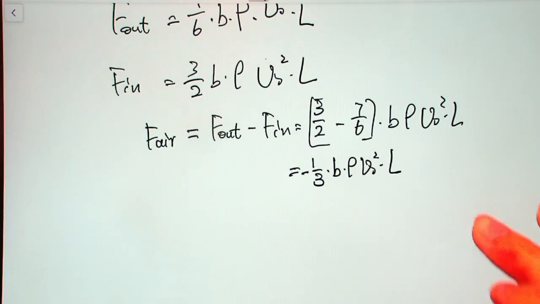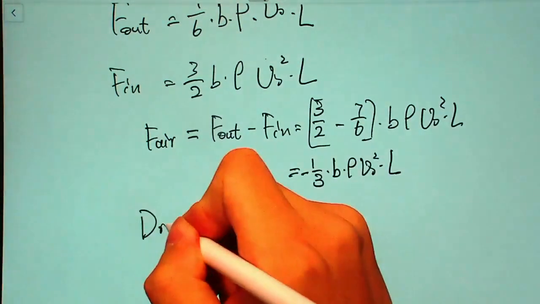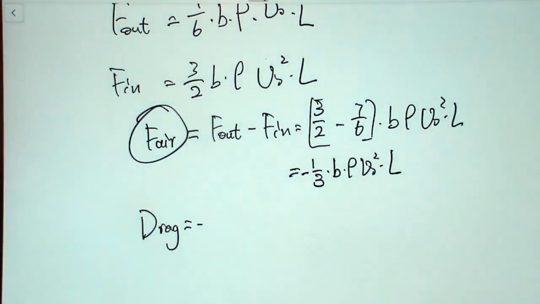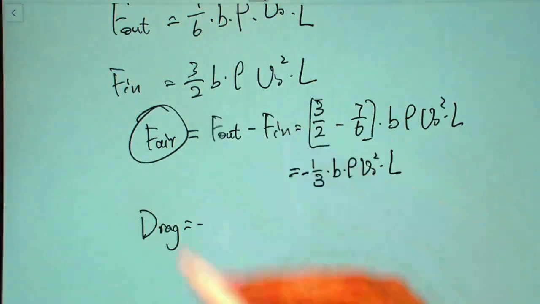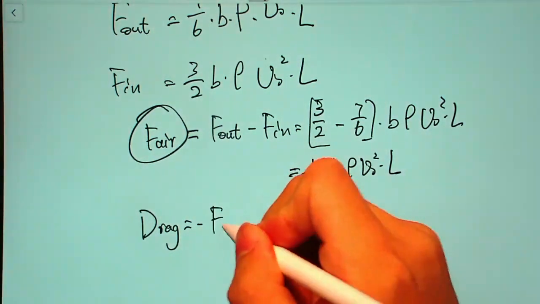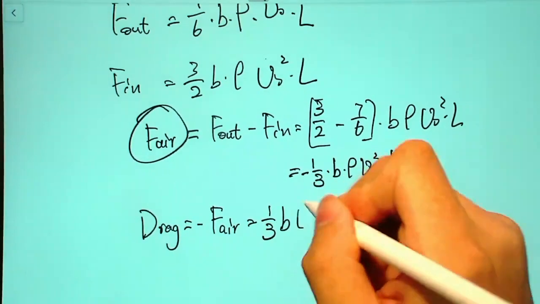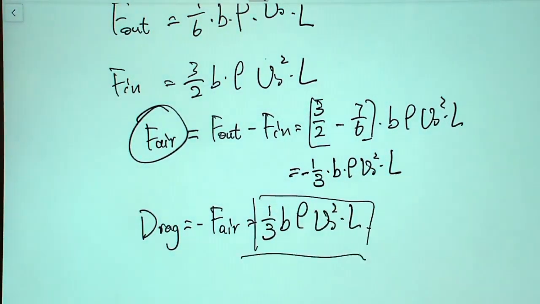And then we want to have the drag. Apply Newton's third law. Since the force on air is coming from the object to the air, we want to calculate the force from air to that object. So we apply Newton's third law. So that will be minus F air. So that will be 1/3 of b density U0 squared times L. So this is the final answer.